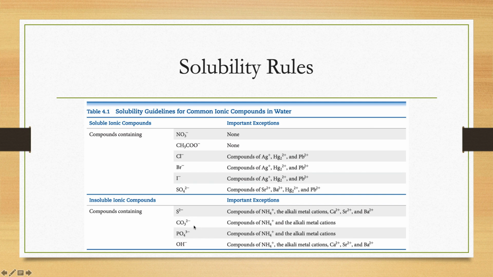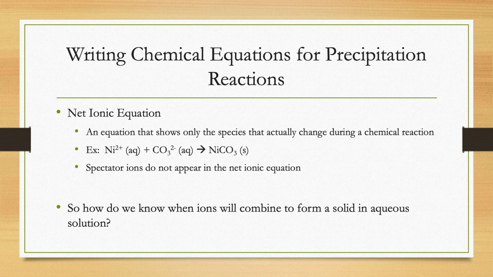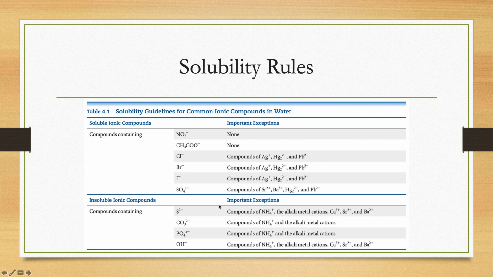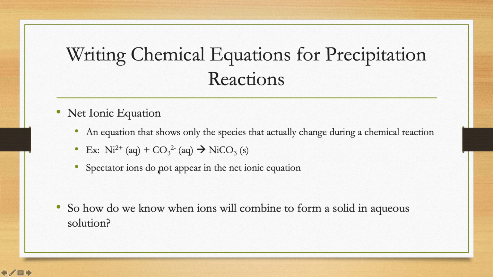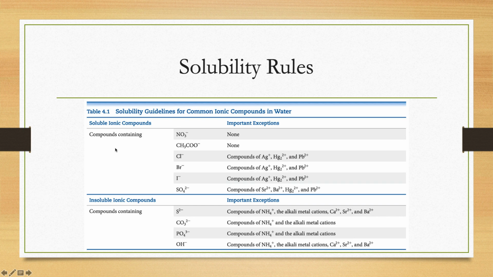So carbonate is normally insoluble unless it gets paired with either ammonium or what we call alkali metal cations, where alkali metal cations are group 1 metals like potassium or sodium or lithium. So if we come back here for just a second, if we were pairing carbonate with nickel, nickel is not one of those exceptions. So that means that nickel paired with carbonate should be insoluble, because nickel wasn't one of the exceptions that would make it do something different.